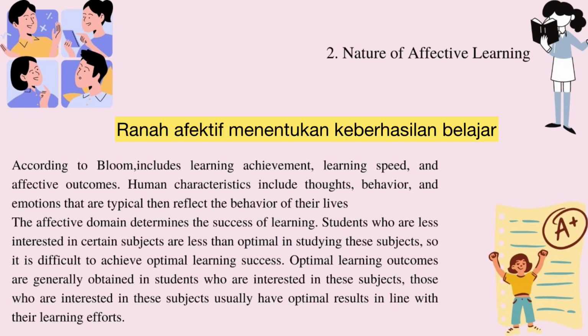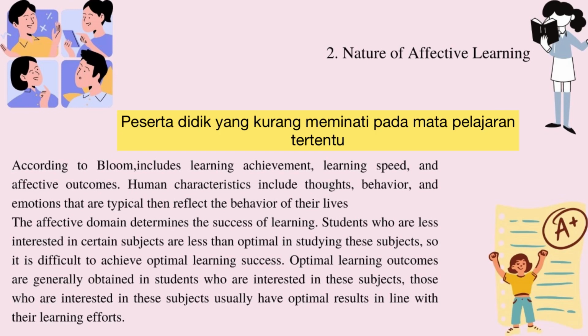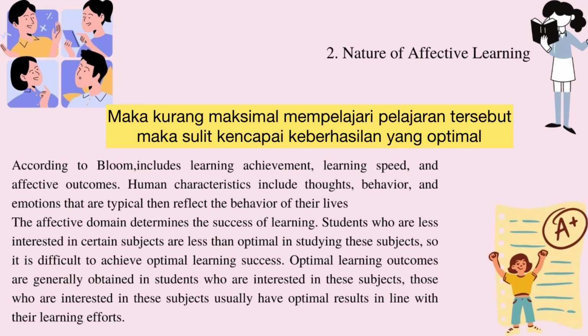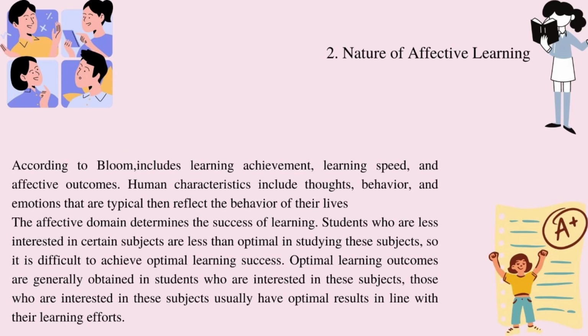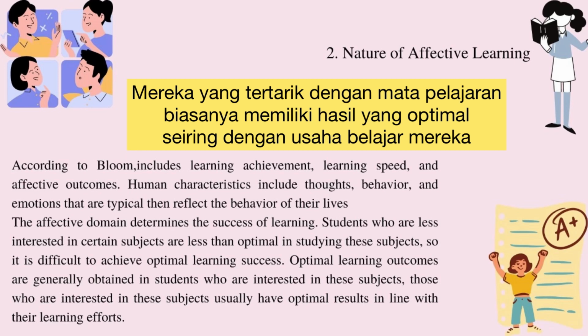The affective domain determines the success of learning. Students who are less interested in certain subjects are less than optimal in studying these subjects, so it is difficult to achieve optimal learning success. Optimal learning outcomes are generally obtained by students who are interested in the subject. Those who are interested usually have optimal results in line with their learning effort.